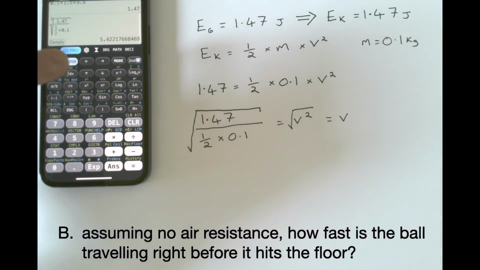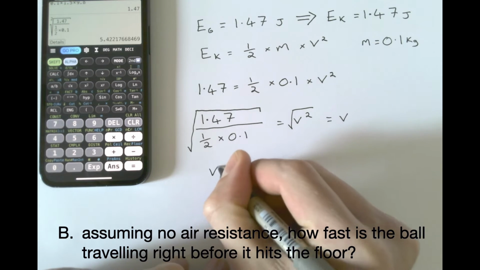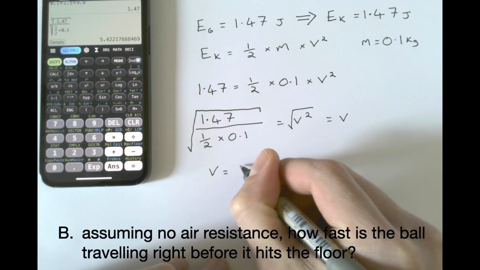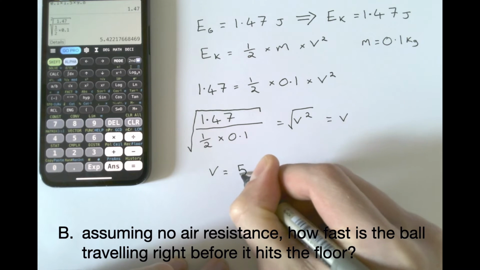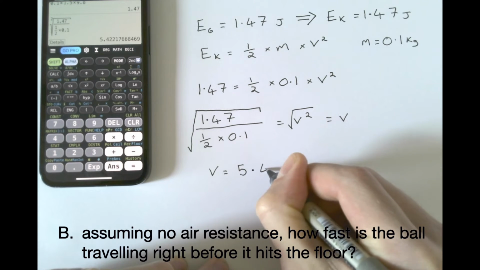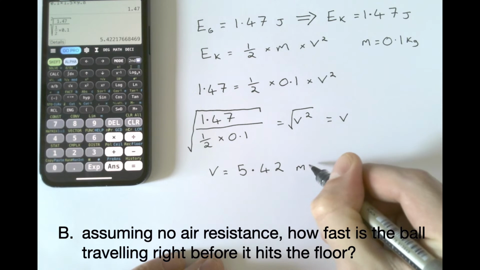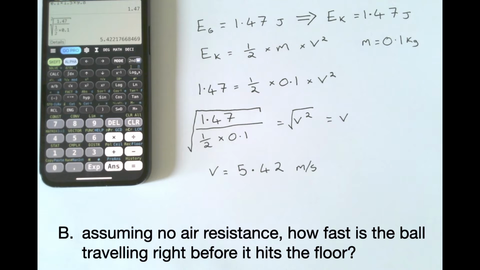And then you can see here the answer I've got for velocity equals, I'm going to round it to 3 significant figures, which is pretty conventional, 5.42. And we've calculated a velocity, so the unit's going to be meters per second. There we go, part B done.